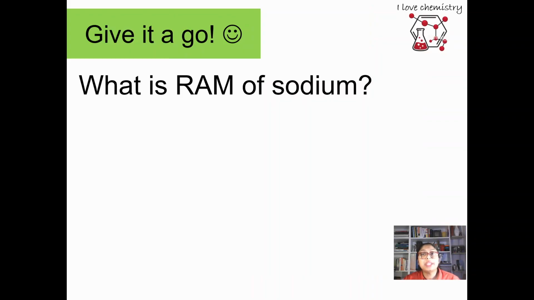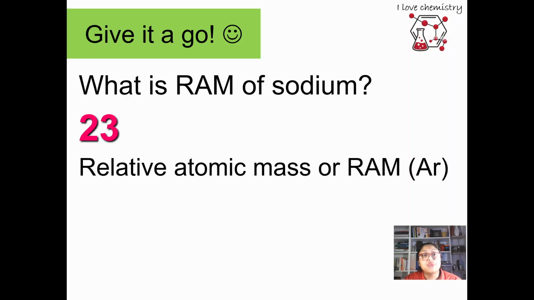Now, give it a go yourself for sodium. What is the RAM or relative atomic mass of sodium? Symbol Na. Have you got it? 23. Well done. 23 is the relative atomic mass or RAM or the symbol Ar. They are all the same thing.